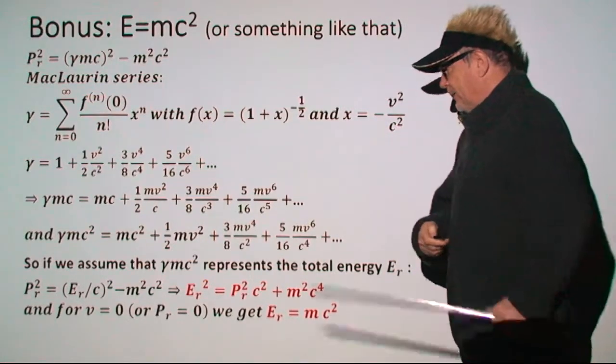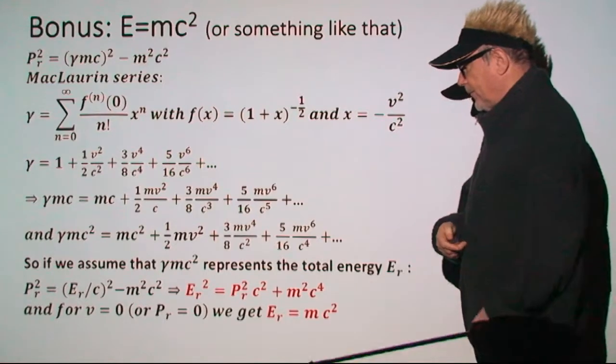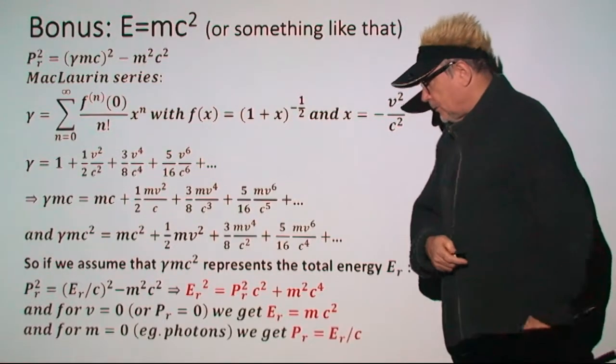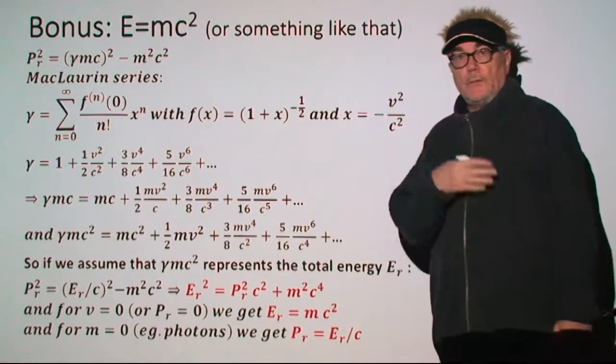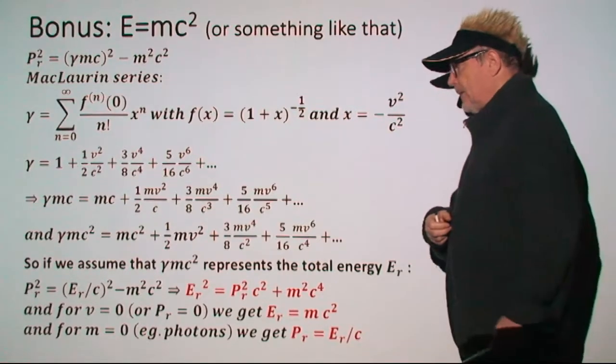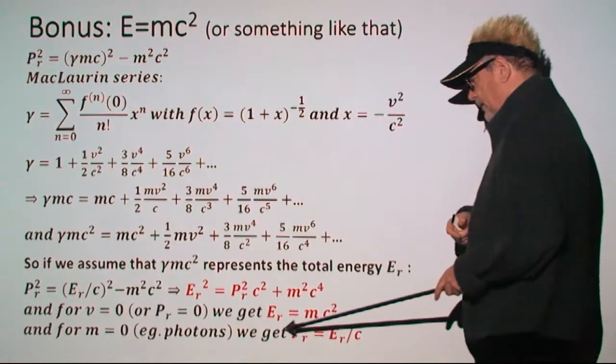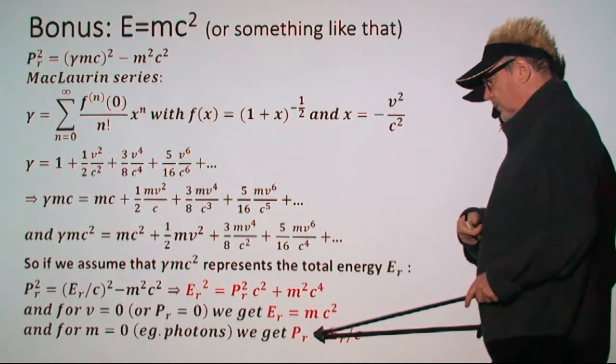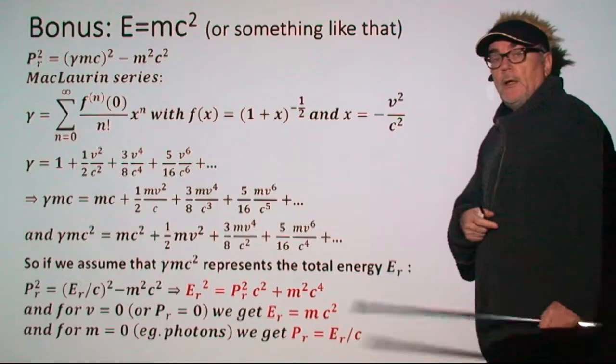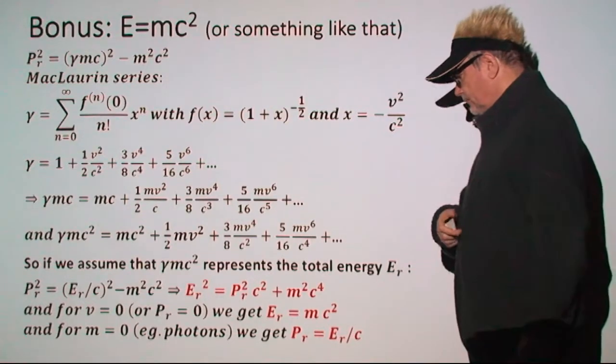By the way, you can also say that for massless particles, for instance photons, which don't have any mass at rest, you get m equals 0, and so the momentum of a photon will be equal to the energy over the speed of light.